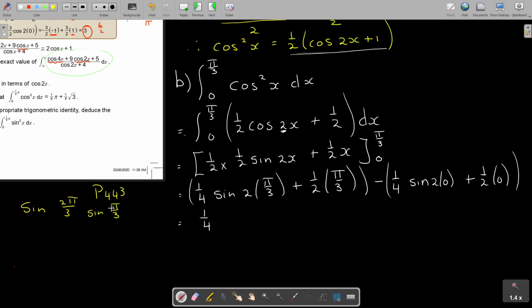Now, to find sin pi over 3, I'm just quickly going to construct this table for you. This is going to be 1, this is going to be 2, this is going to be square root 3. This is 60 degrees, but pi over 3. This is 30 degrees, it's pi over 6.